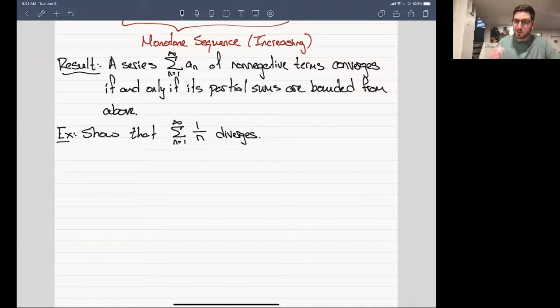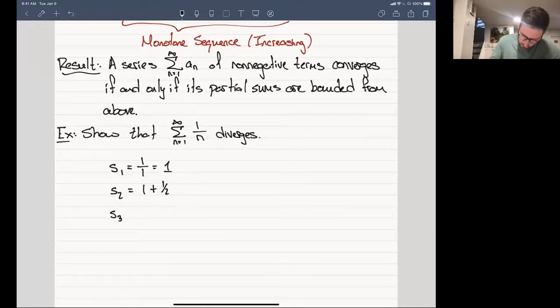Okay, so there's a clever trick to doing this, and let me show you how this goes. The first thing that you're going to do is look at S_1, which is just 1 over 1, which is equal to 1. Then you're going to look at S_2, and this is 1 plus 1/2. And then I'm not going to look at S_3, I'm going to look at S_4.